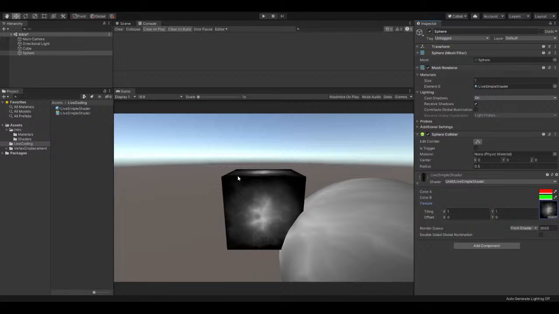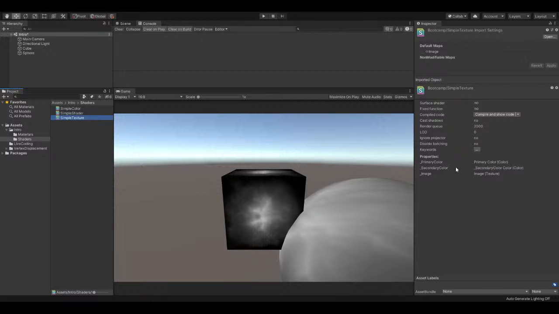There we go. We have the textures sorted. Okay, so we have the texture now. We have the colors now. One small thing is that in the shaders you will find this simple texture right here. Okay, that's the shader that is there.